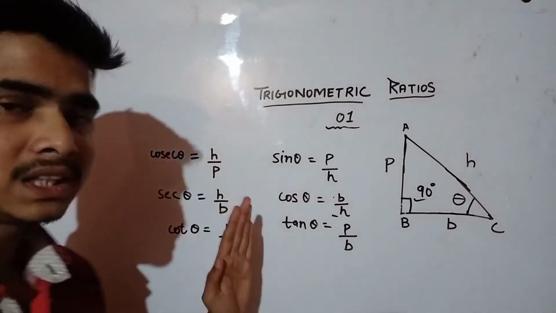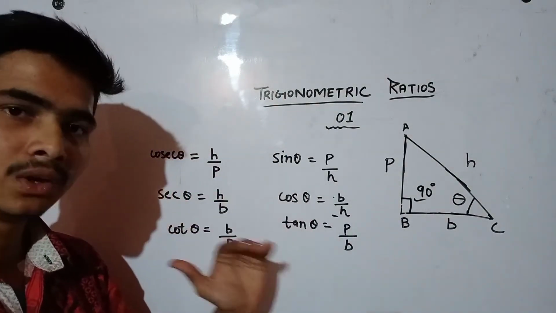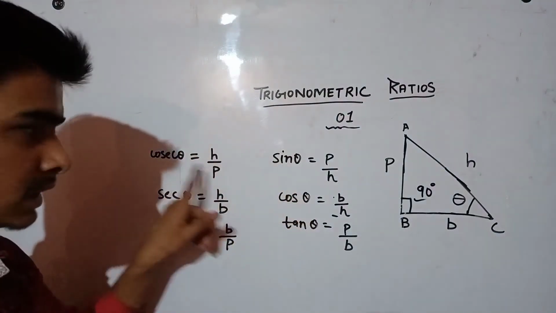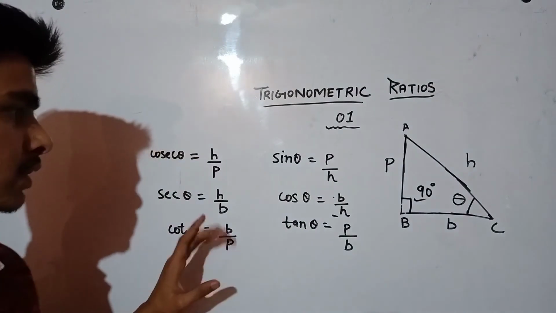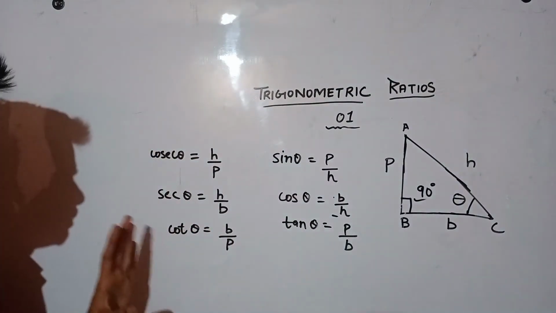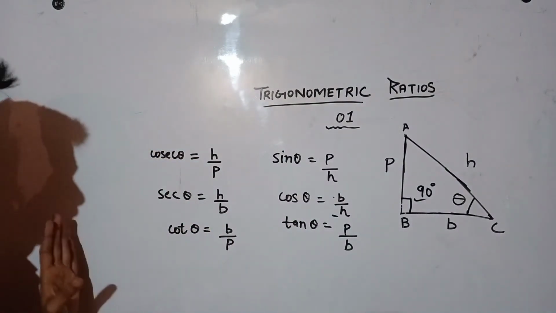Okay, so learn in this manner: sine, cos, tan. The opposite of sine is cosec, the opposite of cos is secant, and the opposite of tan is cot theta. So note all these points and then I will move ahead. Kindly note it.